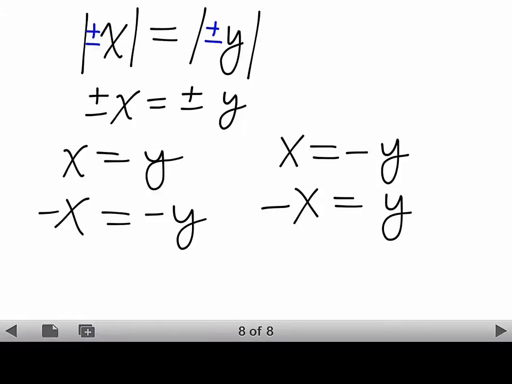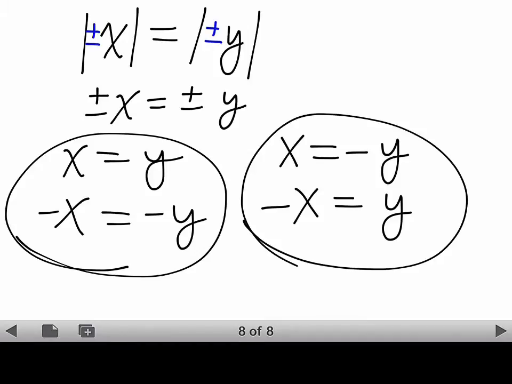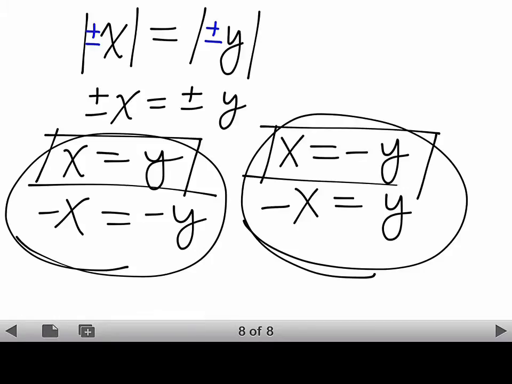The good news is that these four equations actually reduce to two equations, because x equals y and negative x equals negative y are equivalent equations. Likewise, x equals negative y and negative x equals y are equivalent equations. And so in other words, we're going to do exactly what we've been doing, and that is we're going to write down one equation that drops the absolute value symbols. And for the other equation, we'll drop the absolute value symbols and use the negative of what's on the right-hand side.